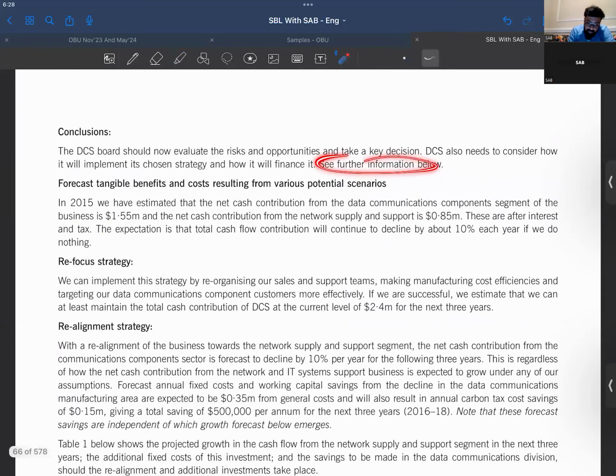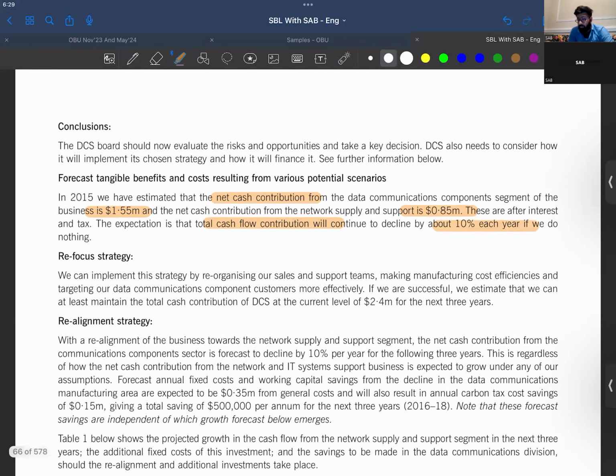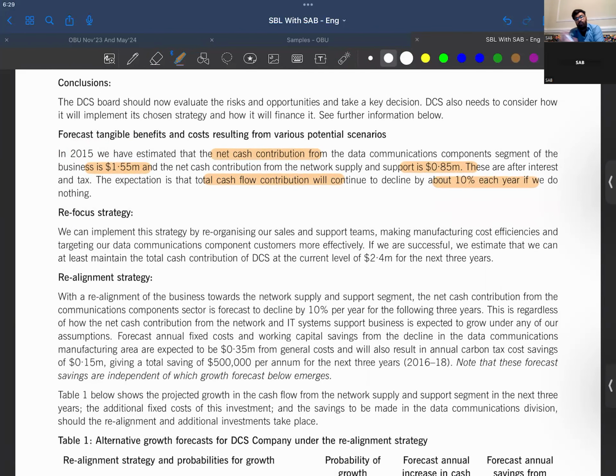In 2015, we estimated that the net cash contribution from the data communication component segment of the business is 1.55 million, and the net cash contribution from network supply is this. So they have given you the cash contributions of both of the businesses. These are after interest and tax. The expectation is a total cash flow contribution of about 10, which will continue to decline about 10% each year if we do nothing. So if we do nothing, our cash flow is going to be declining by 10%.